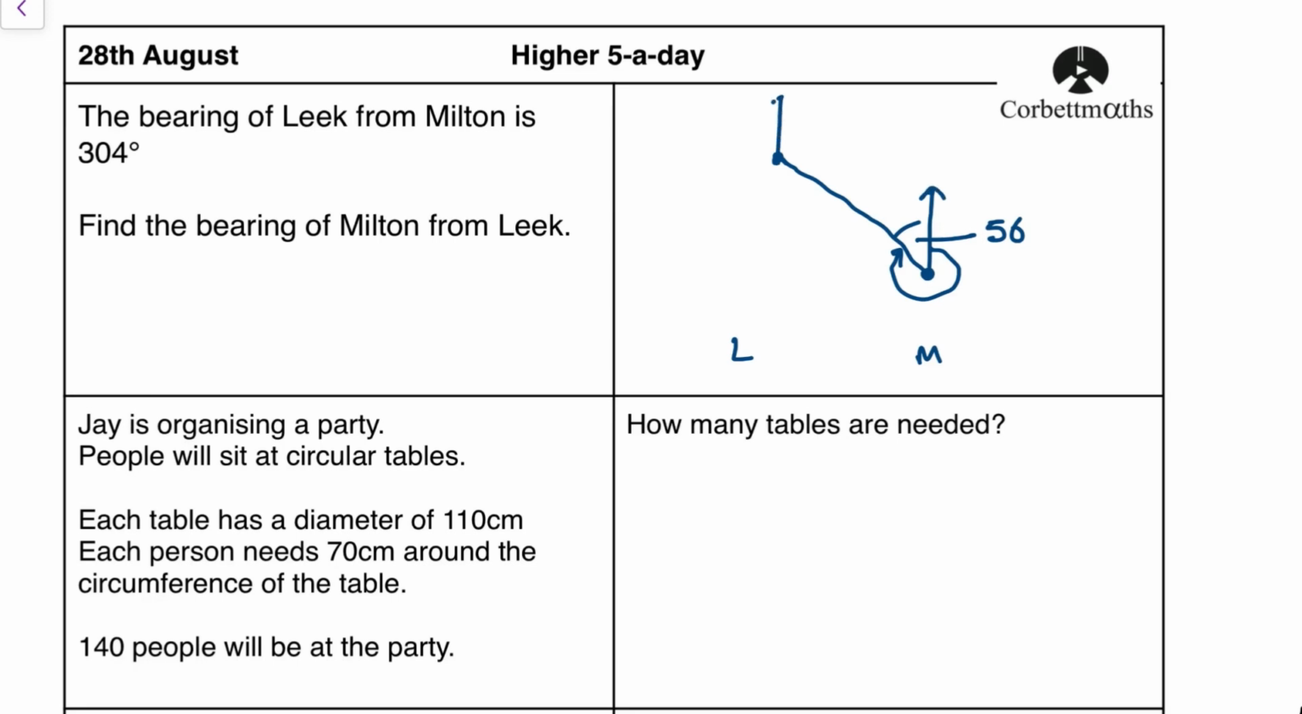Other thing about bearings is these are north lines, which means they are parallel, which means I have parallel line facts. Find the bearing of Milton from Leek. So I want to find out how to get from Leek to Milton. So I need this bearing here. Well, if this is 56, this is 180 minus 56, which is 124 degrees. And that is going to be my answer, which is 124 degrees.